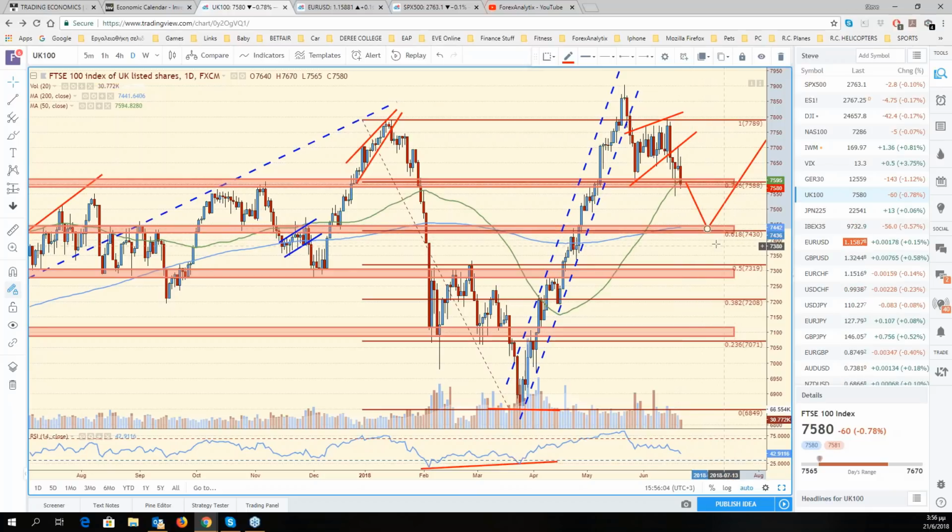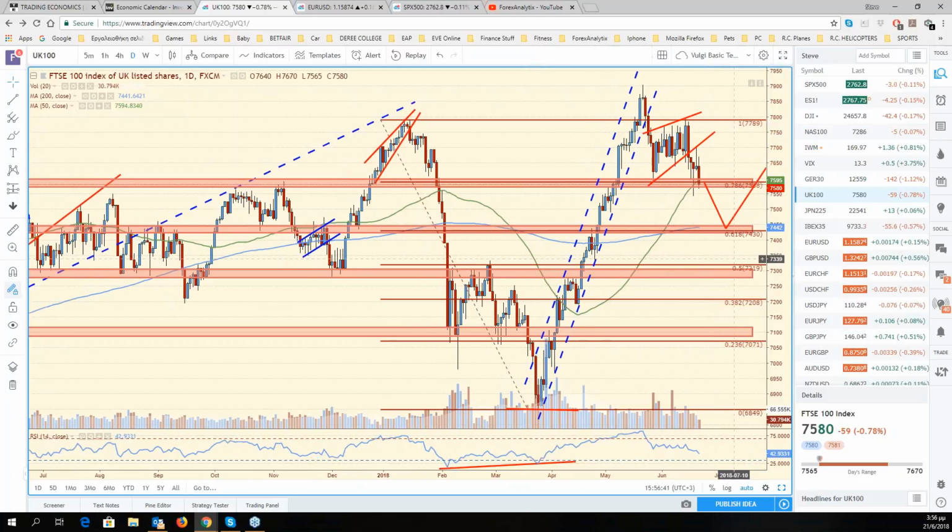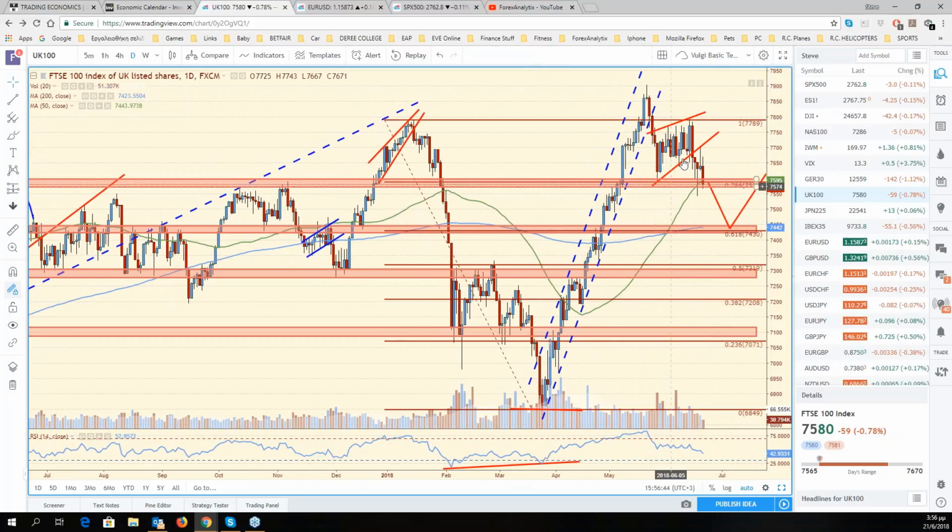The next area of support I would be looking for is the confluence of this horizontal support resistance area and the 200 EMA, the blue line in this area, which is the 200 daily moving average. But to begin with, we need to break below here because this is another confluence of supports, another support resistance area, and the 50 daily simple moving average is here. If this level holds, fine. If it doesn't, I will be looking for a move towards the 7,430 area of support. So I do think the FTSE was cleaner.